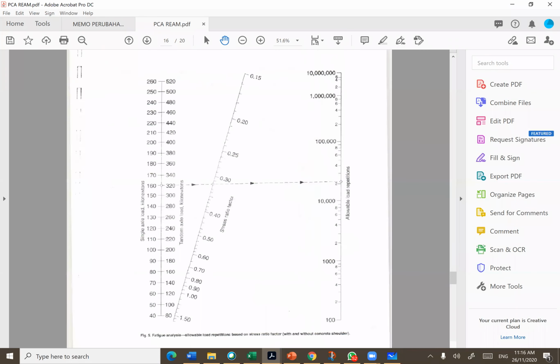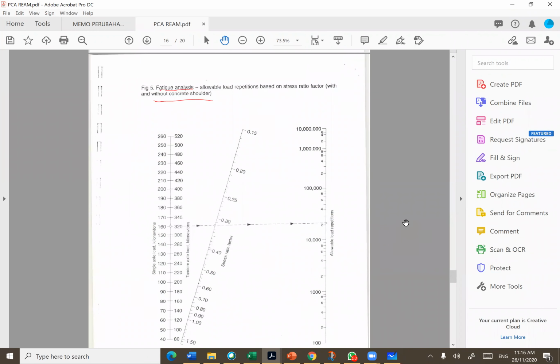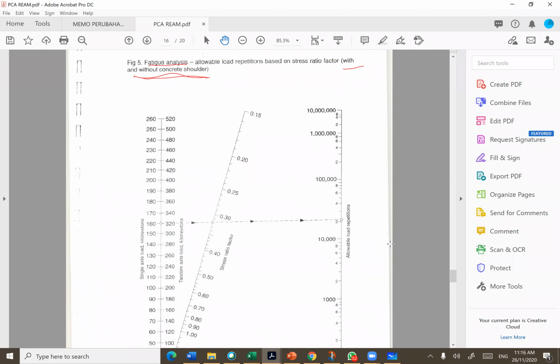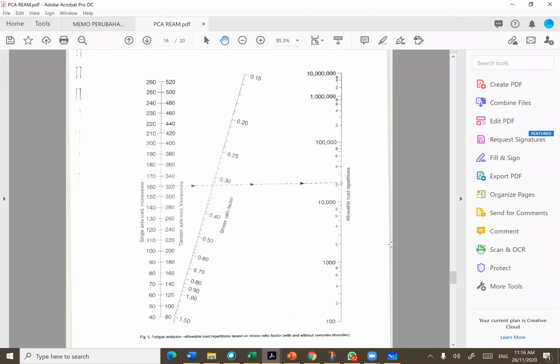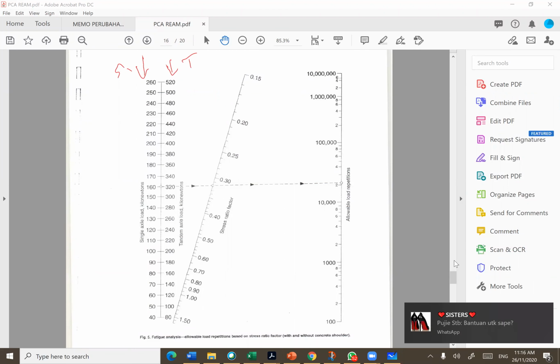Why couldn't I see it? Okay, so there is actually one figure, because it is with and without concrete shoulder. So if it's with concrete shoulder, you are also using the same figure. Sorry, I didn't see it. Okay, so the same figure, right? With or without, also using the same figure. So what you can look at here, on this figure, is that the left side is for single and the right side is for tandem. Okay, this is for single. This is for tandem. So let's take the first value here. The first value here is what is it called?